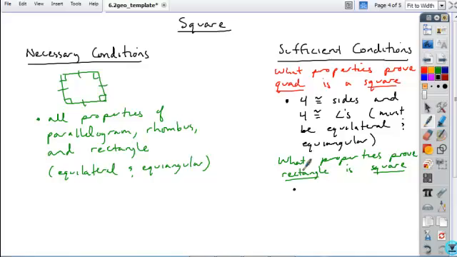Again, 2, right? So as long as we have a rectangle with 2 consecutive sides congruent, that's enough to show that you're dealing with a square. Okay, and then the final relationship is what are the sufficient conditions that prove a rhombus is a square.